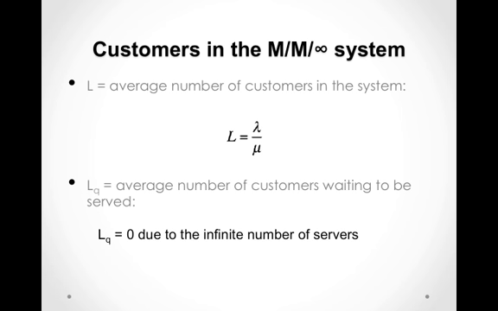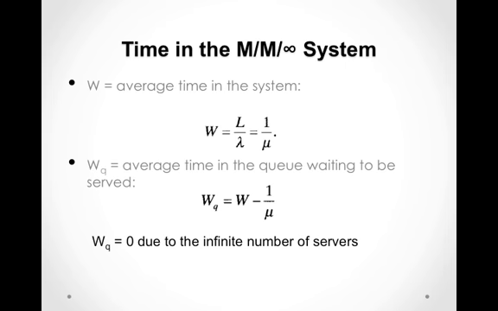L is equivalent to the average number of customers in the system. In the infinite queue, L is equal to lambda divided by mu. LQ is equal to the average number of customers waiting to be served. In the infinite queue, LQ is equal to 0 due to the fact that there's an infinite number of servers, and as a result, there's never a wait for a server. W is defined as the average time in the system. In this instance, W is equal to L divided by lambda, which is equivalent to 1 divided by mu. This value is the mean service time.